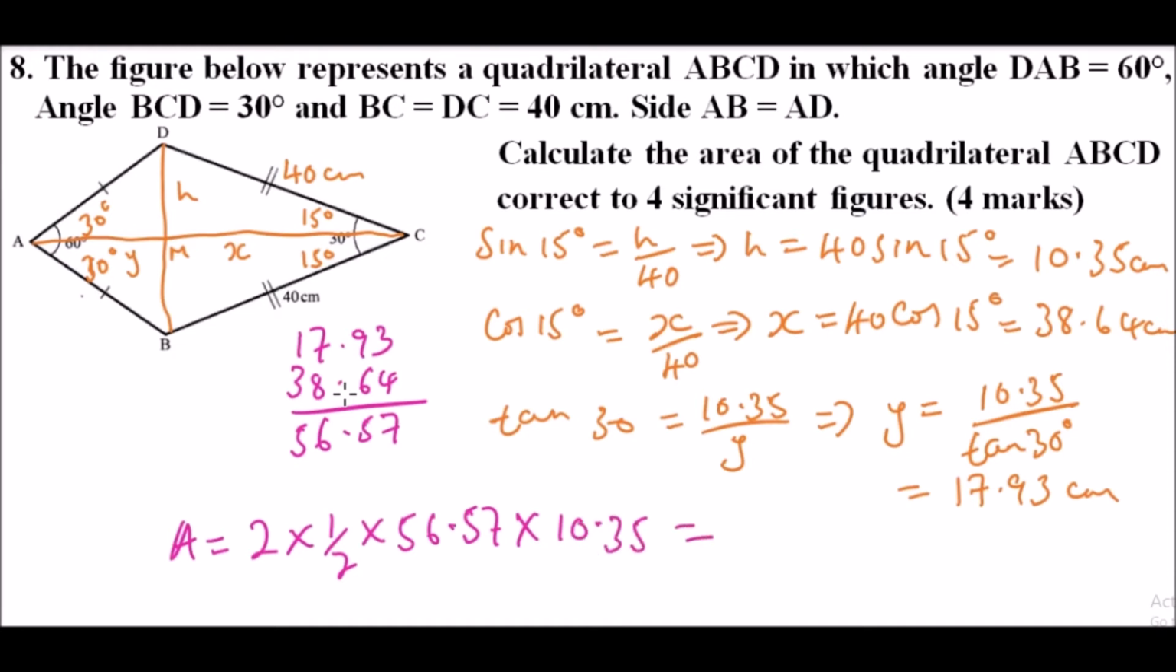So you can simplify here, you divide by 2. So when you multiply 56.57 by 10.35, then you should be able to get 585.5, and this is to 4 significant figures, as we have been told. For 4 significant figures, you take the first 4 digits. So we will look at method 2.